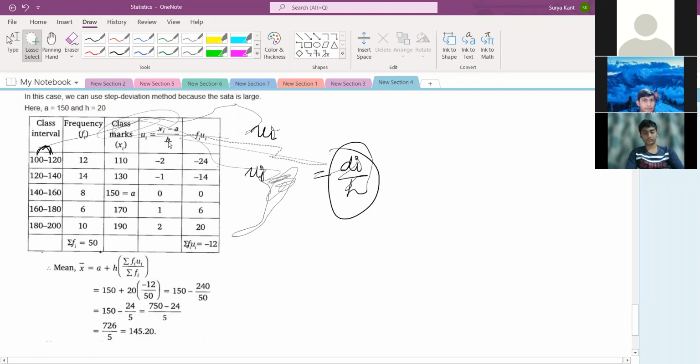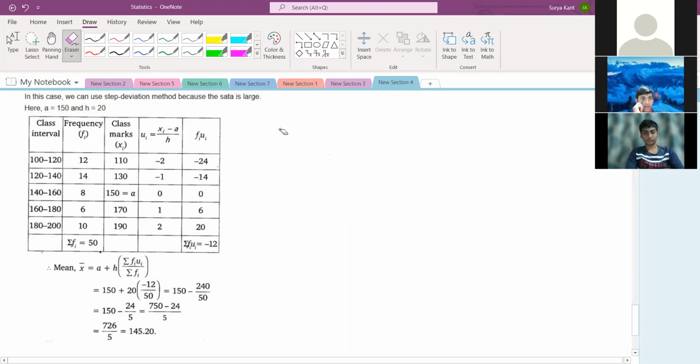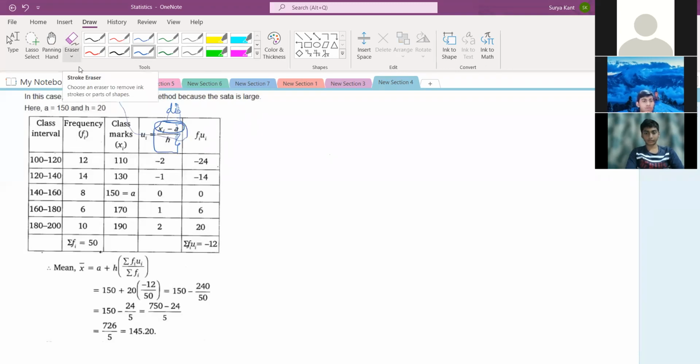So how are we finding di, Samarth, in the assumed mean method? We find di by taking the middle one as assumed and subtracting it from the rest: xi minus a. Xi means your class mark, and a is what you have assumed. That difference, xi minus a, is nothing but di. Understood? So di by h is your ui.